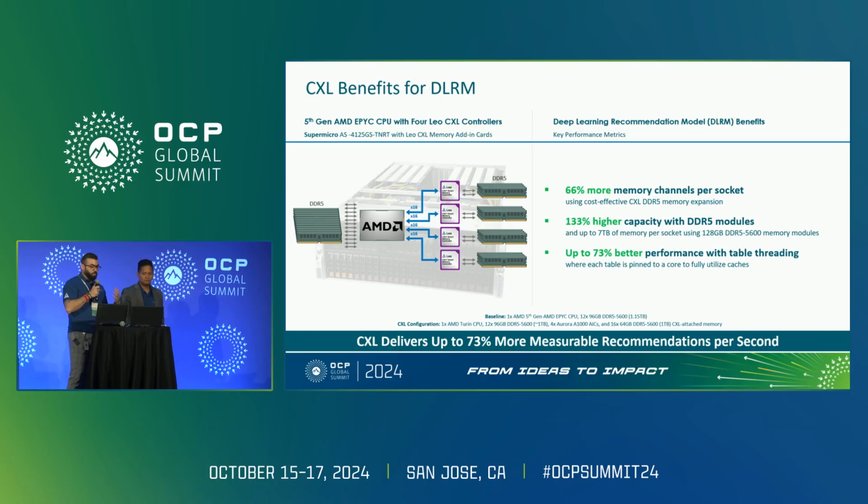We see that with about 60% more memory channels added, and 133% higher bandwidth, we see a little over 70% increase in performance for these workloads.